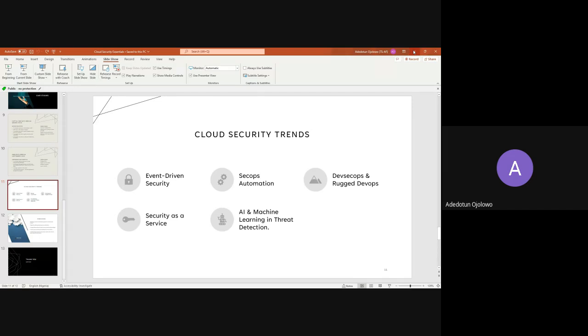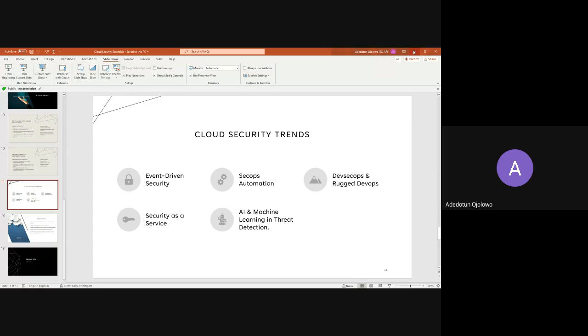Also, using infrastructure as code, using things like Terraform or CloudFormation to ensure that you are adhering to cloud security practices. Or using things like Checkov. I don't know if anyone has heard of Checkov yet. You can scan your infrastructure as code for security issues. That's where DevSecOps and rugged DevOps come in. It's just you implementing security into your DevOps.